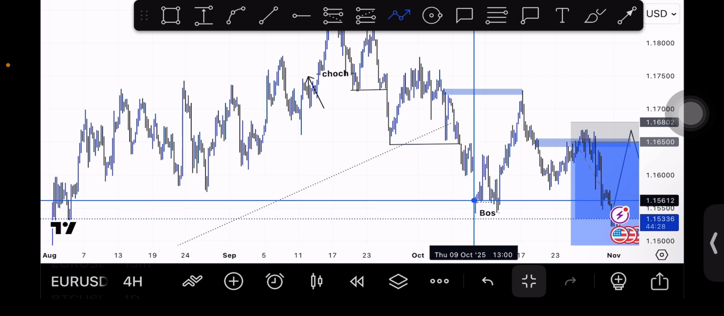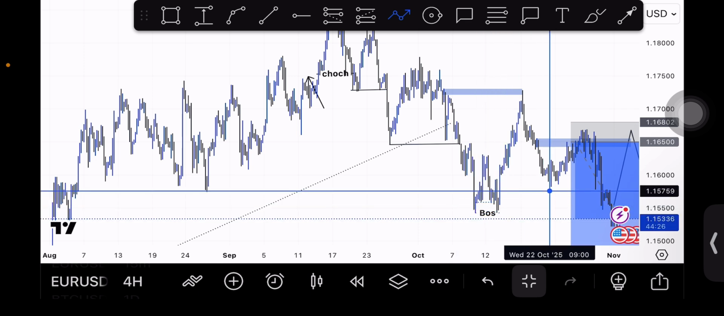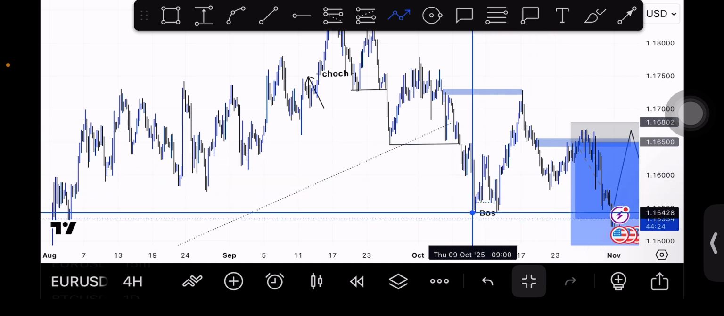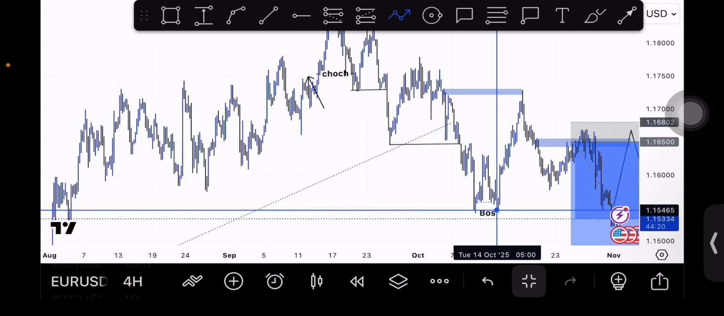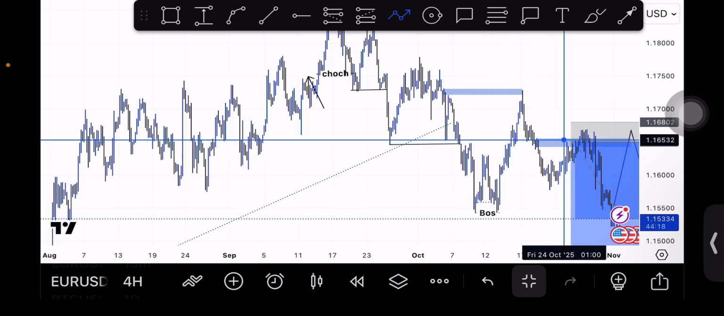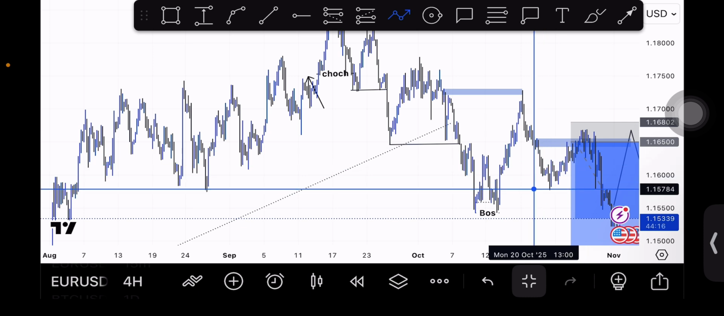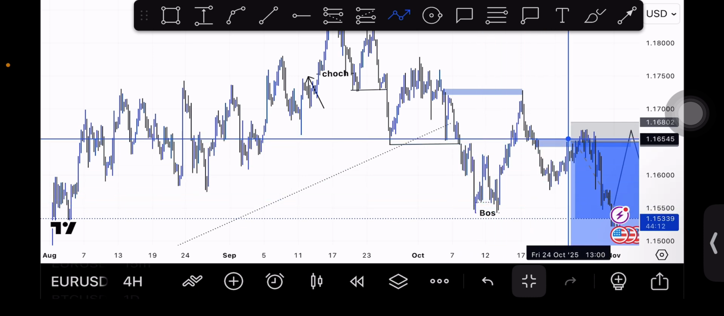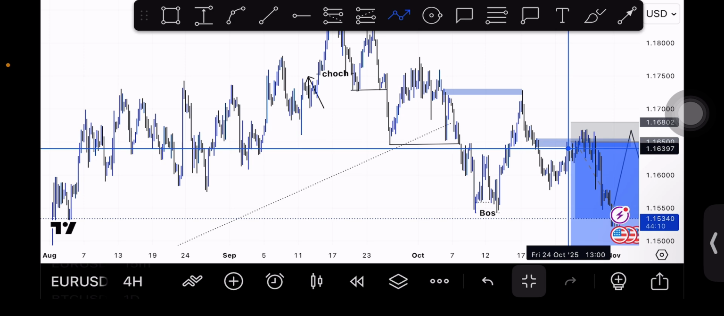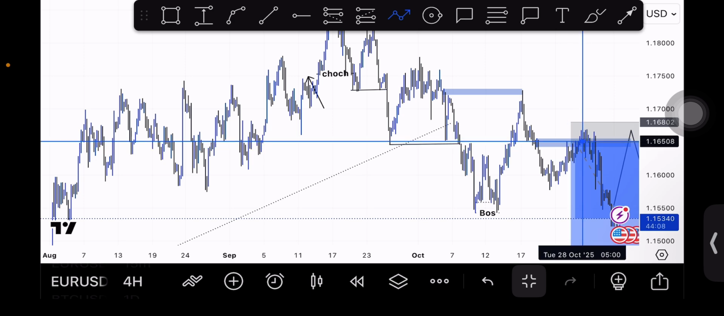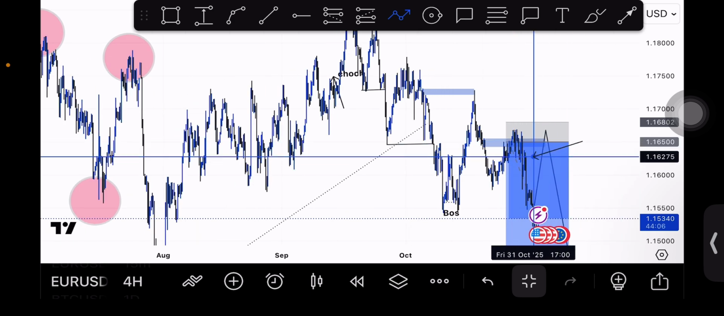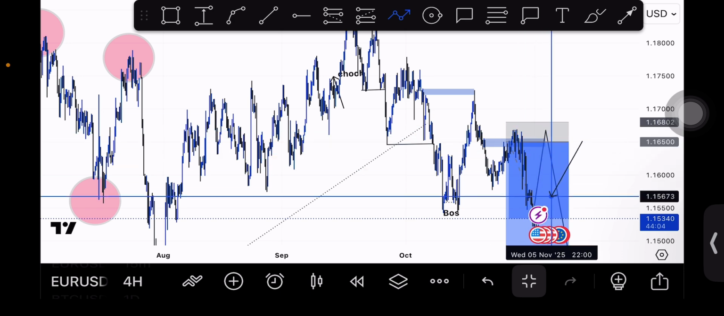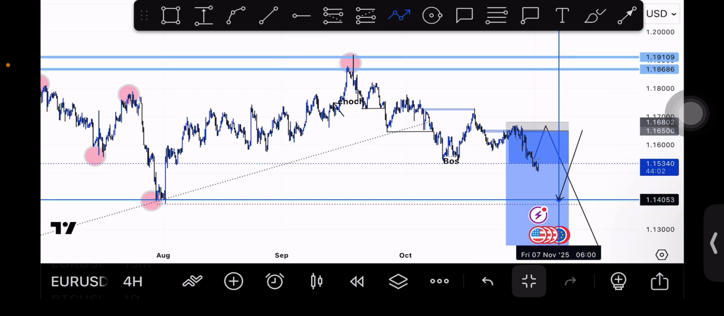Before it reverses back to this zone, you need to wait and see if it is coming from this demand zone, so that you know whether this zone is going to hold or not. But if it's not coming from this zone, then this zone is going to hold, just as it did. So these zones hold, and we can see that from here the market starts driving downward.